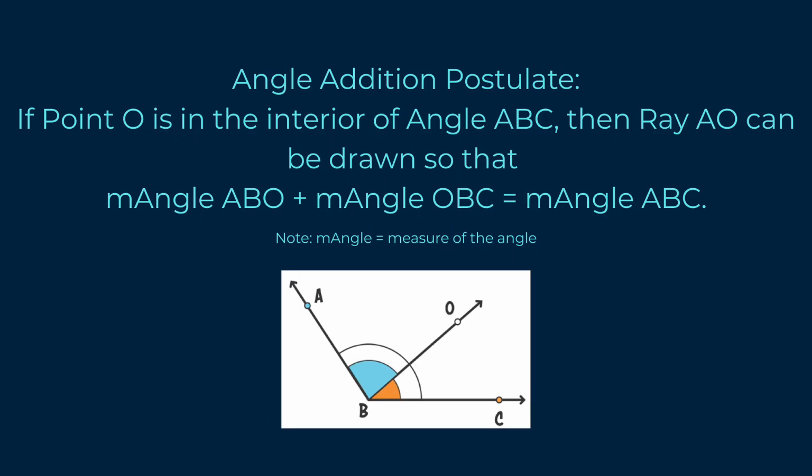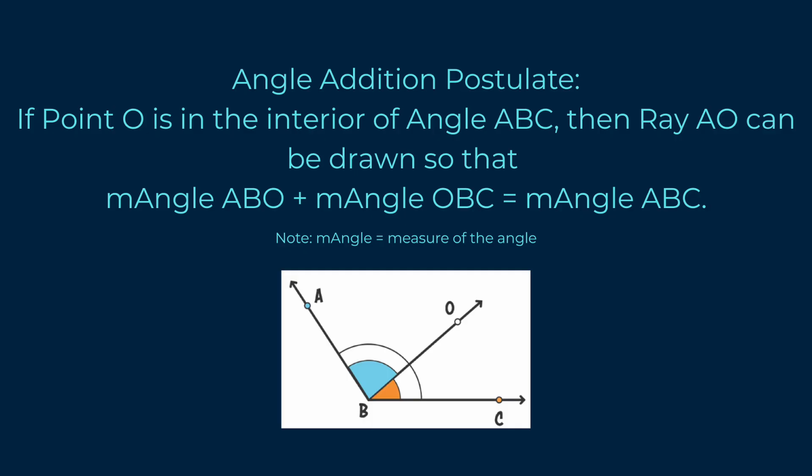If point O is in the interior of angle ABC, then ray AO can be drawn so that the measure of angle ABO plus the measure of angle OBC equals the measure of angle ABC, and you can see in the drawing. If you take the measure of angle ABO, defined by the points A, B, and O, where B is the vertex, and OBC, where B is also the vertex, then ABC is just the sum of those two angles.